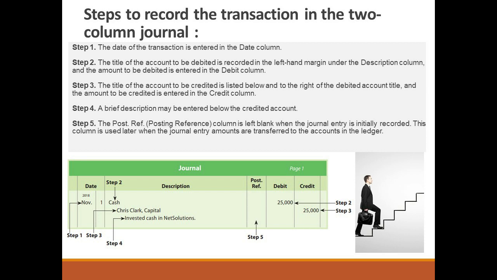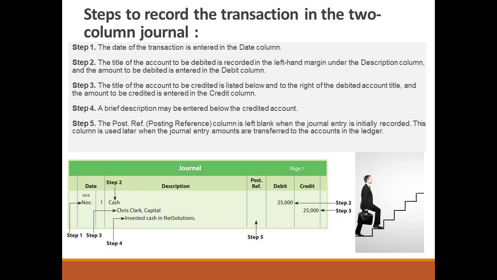Step 1. The date of the transaction is entered in the date column. Step 2. The title of the account to be debited is recorded in the left-hand margin under the description column, and the amount to be debited is entered in the debit column. Step 3. The title of the account to be credited is listed below and to the right of the debited account title, and the amount to be credited is entered in the credit column.